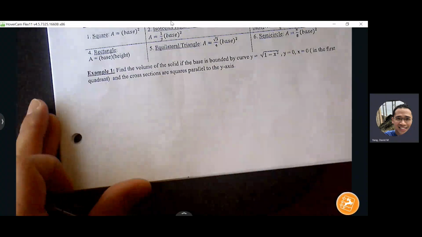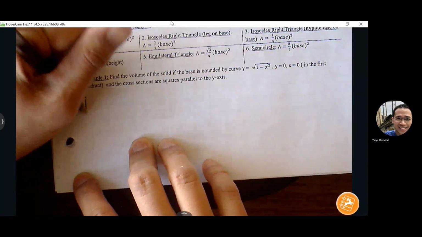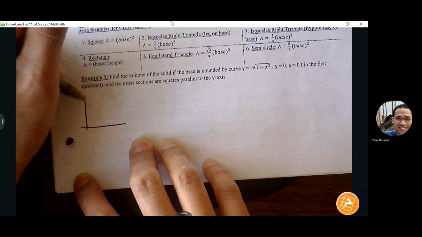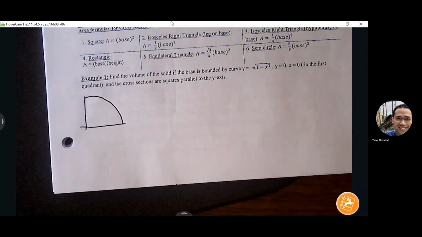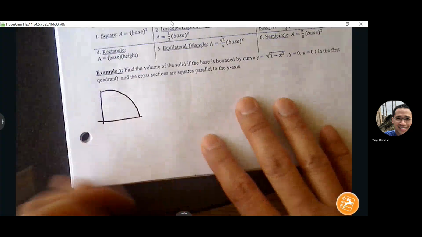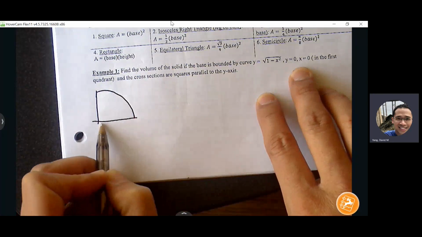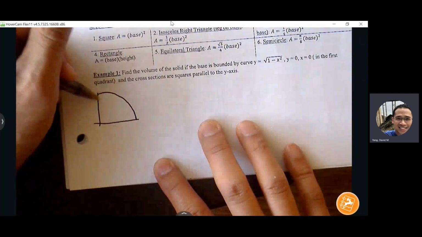Okay, so here's square root of 1 minus x squared. It's just like a quarter circle in the first quadrant. So this is the square root of 1 minus x squared. You got y equals 0. That's the x-axis. You got x equals 0. That's the y-axis in the first quadrant. So here's our shaded region.